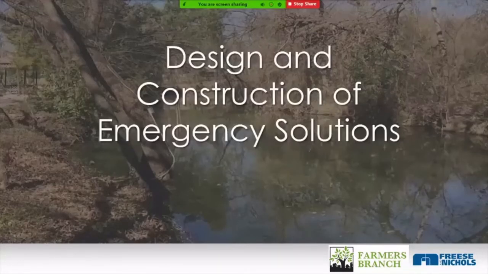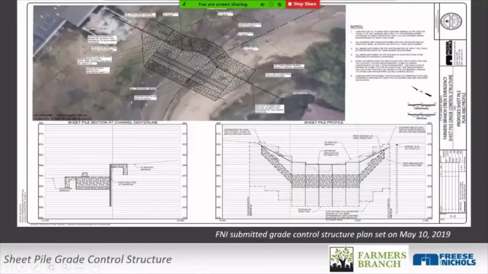All right, thanks, David. My name's Scott Hubley. I'm the North Texas Stormwater Group Manager for Fries and Nichols, and I led the design phase for this project. I'm going to talk about the design and construction of these emergency solutions as we worked with the city and the contractor to respond to this dynamic situation last summer.